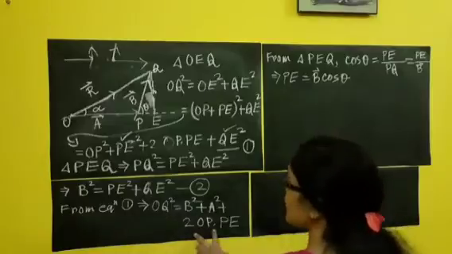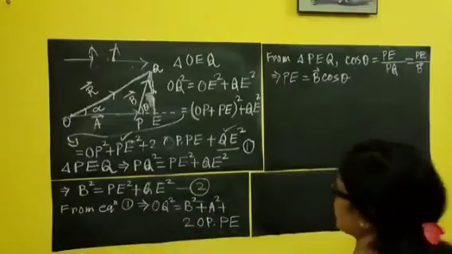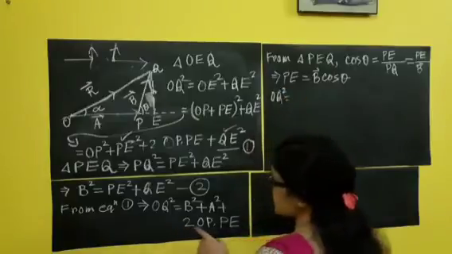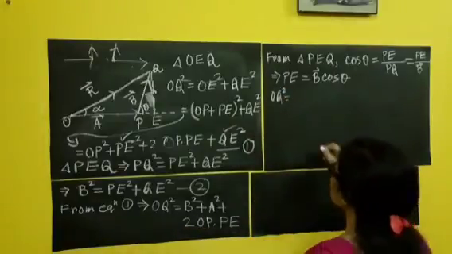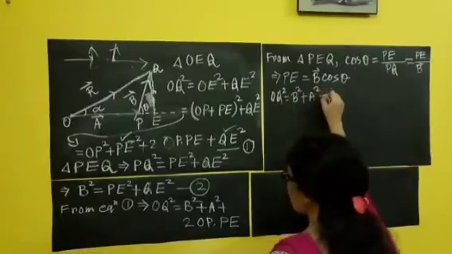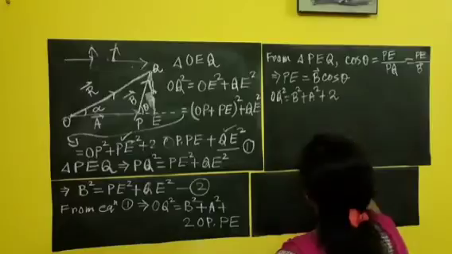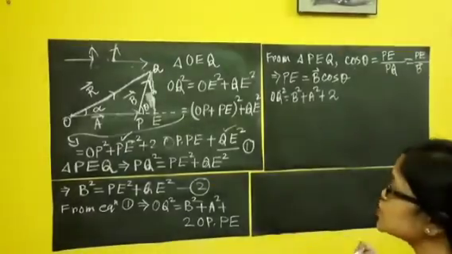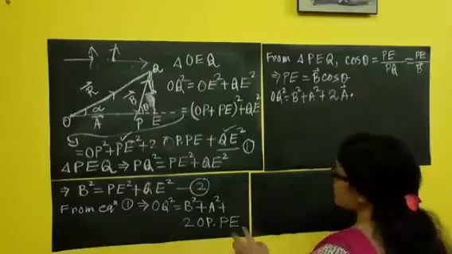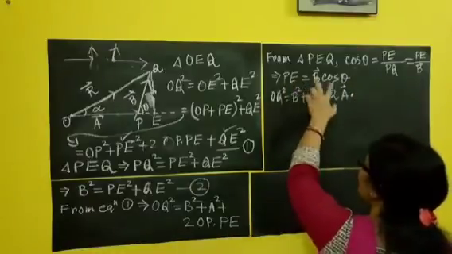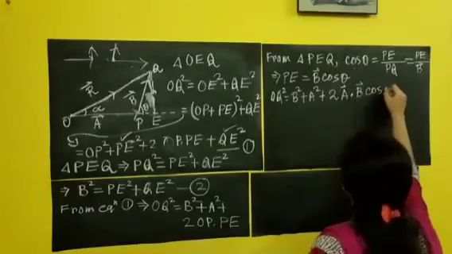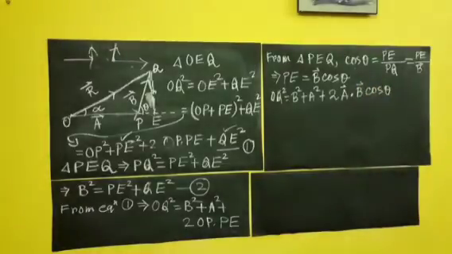So if I put it over here, see this equation. I am having OQ square equals B square plus A square plus twice of OP. OP is who? A. Put A dot PE. PE is what? B cos theta. OQ square is what?